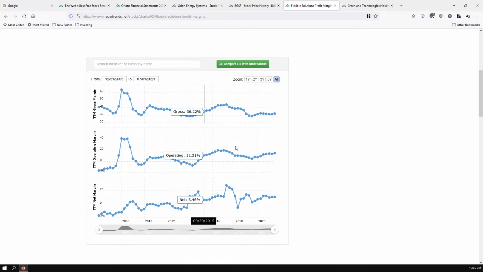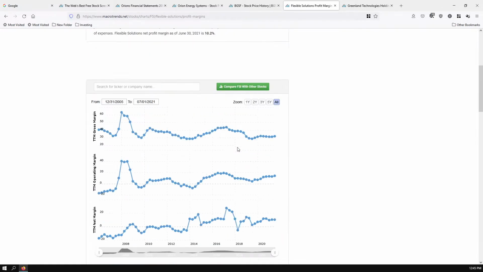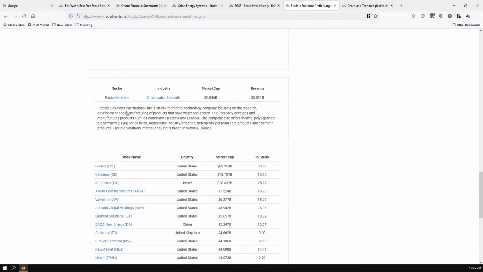Margins. Net margin, as of recent years, 10% on average, which is pretty unheard of for a manufacturing company.